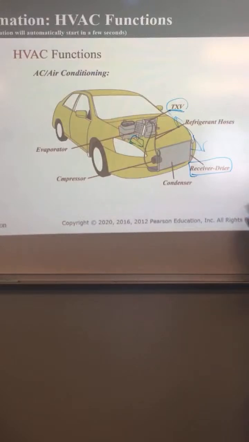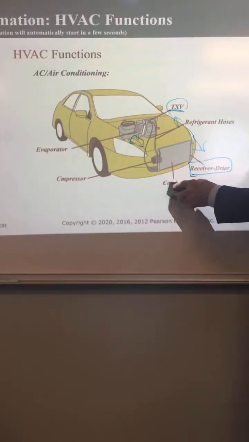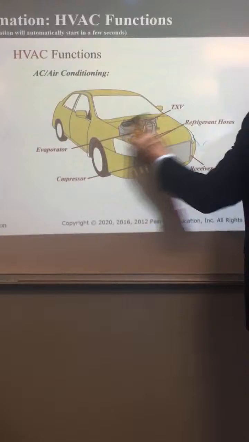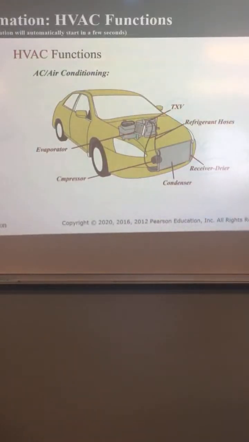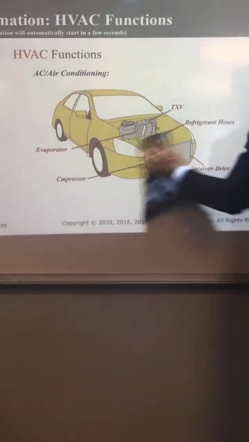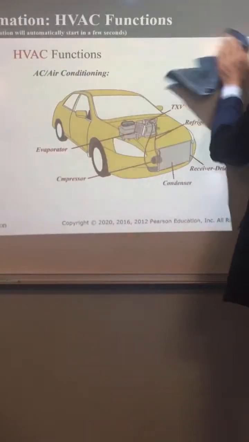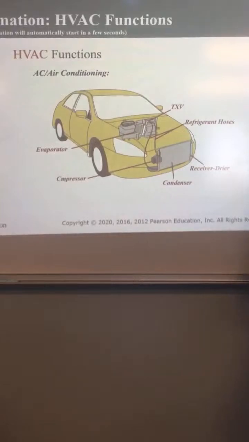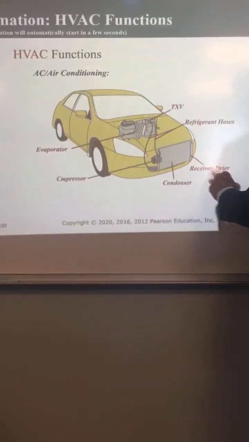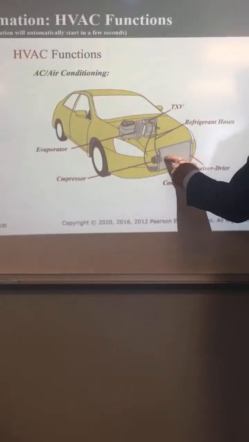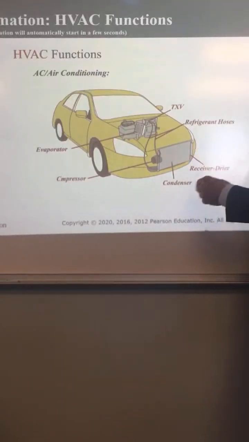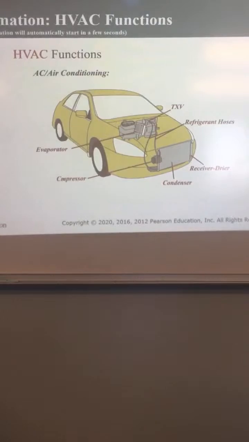Receiver dryer is usually part of the condenser. Sometimes they can be a separate piece, but they decided it would be a good idea to just make the receiver dryer and the condenser kind of all one unit. So if you needed to replace the receiver dryer in this car, you'd have to replace the whole condenser. It's not a separate piece anymore on a lot of cars.